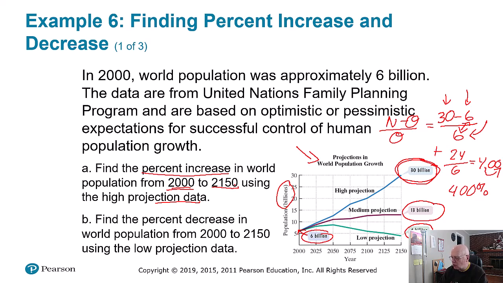On the second one, we want the percent decrease using the low projection data. So we'll look at the green line in this case, because that's low projection data. First of all, the fraction. Let's look at where we start. We're starting at 6 billion. So 6 billion goes here because that's the old number, and it also goes down here. What's the new number? We'll talk about the low projection in 2150, which is 4 billion. So 4 goes in here.